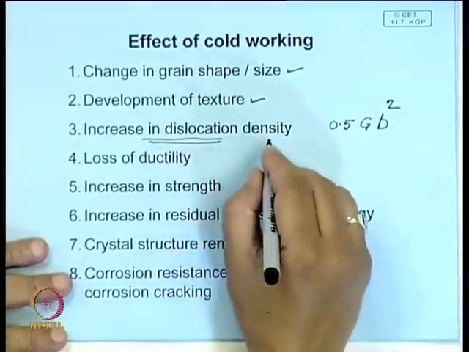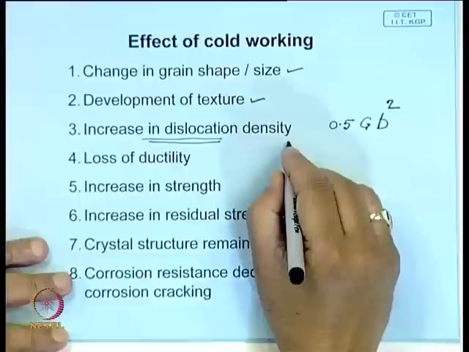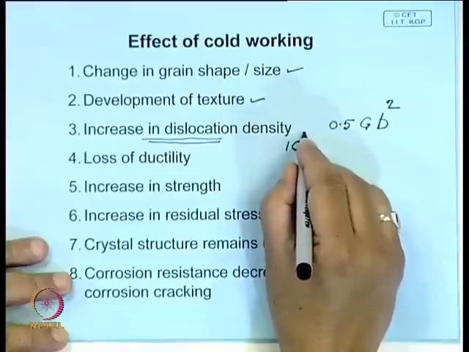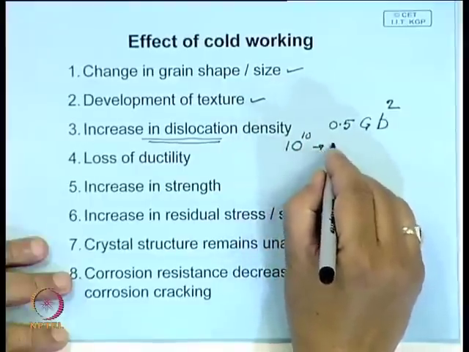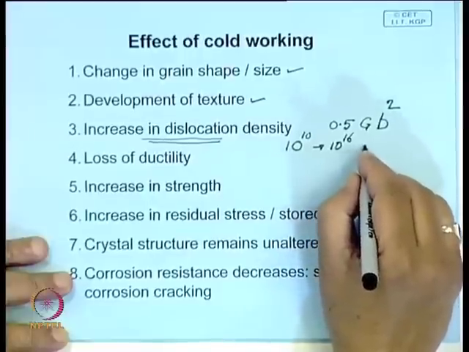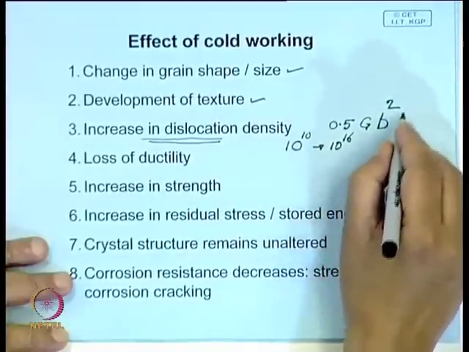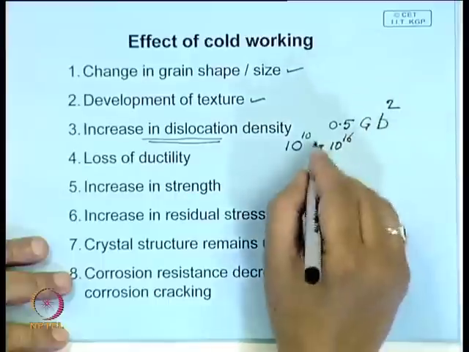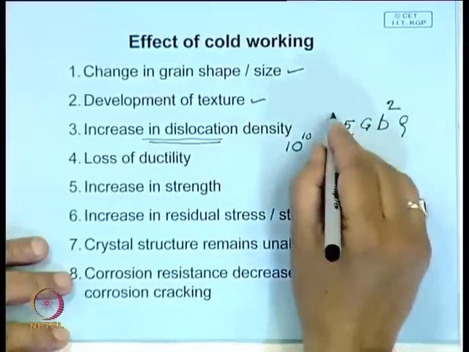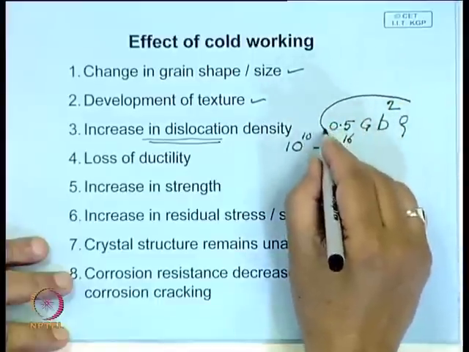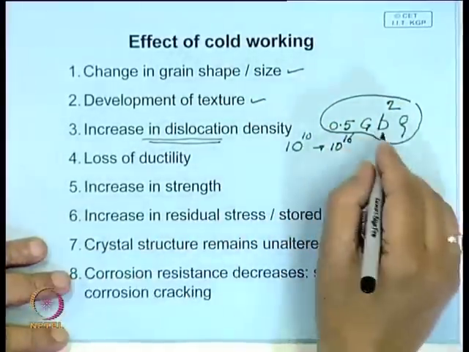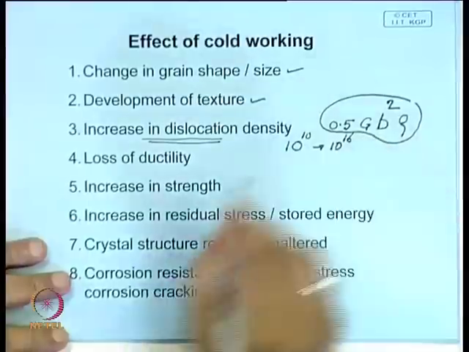Now, each dislocation has this much elastic stored energy. Imagine that as a result of cold working, dislocation density can increase from 10 to the power of maybe 10 to 10 to the power 16 dislocations per unit area, per meter square. So, imagine how much it will be if you substitute this here. You multiply by the dislocation density, and this will be the stored energy in a cold work material, and this will be substantially high.